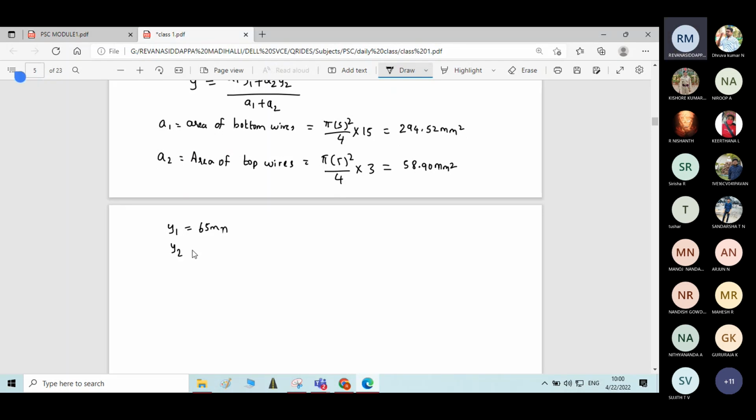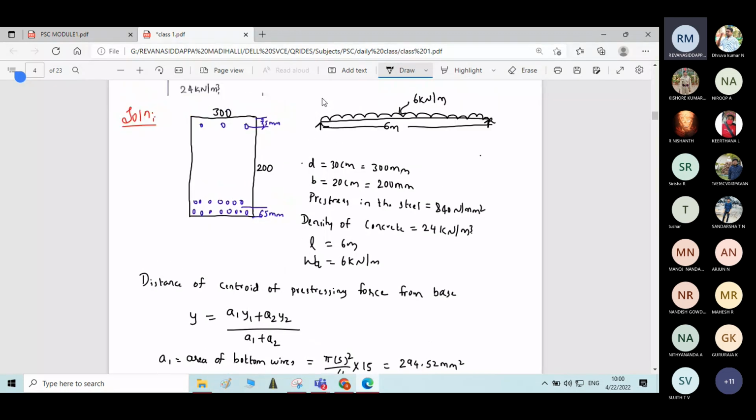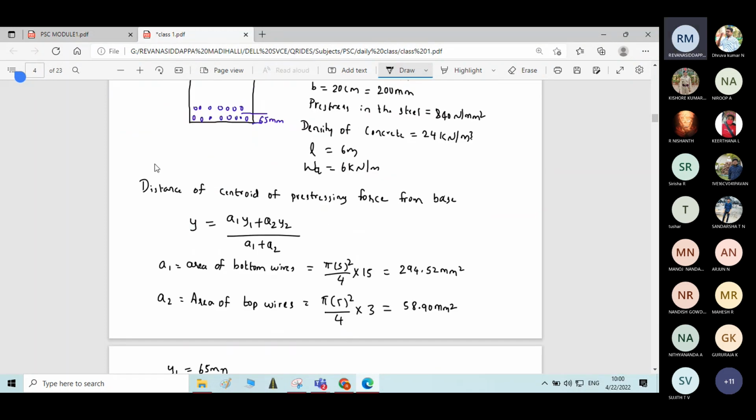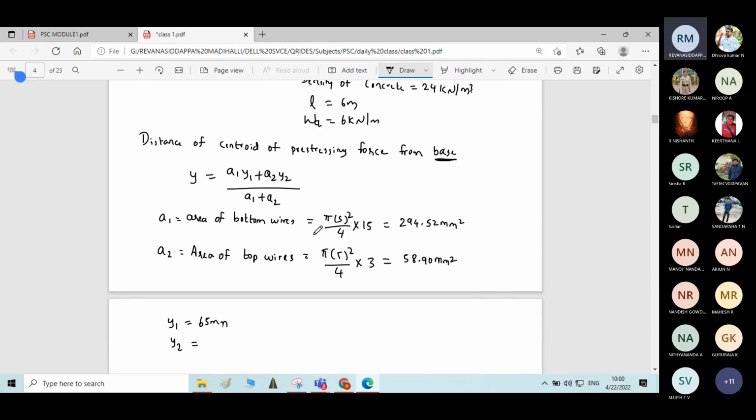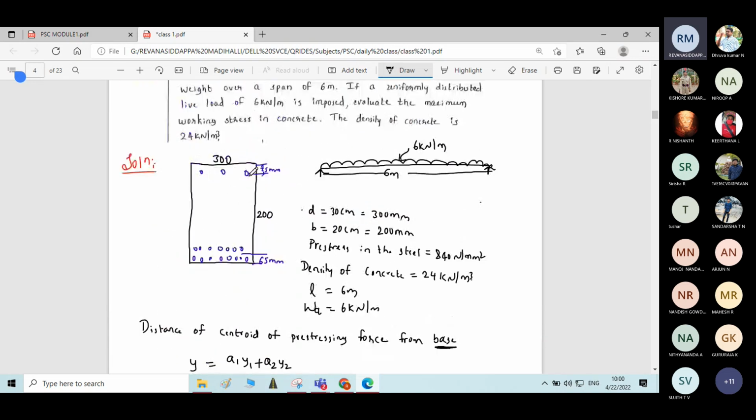Similarly, Y2 is the distance of the centroid of the top bars from the base again, not from the top. We are locating the distance of the centroid of the prestressing force from the base, so all the values should be written with respect to the base only. So here Y2 is the distance of the centroid of the top bars from the base. Overall depth is how much?